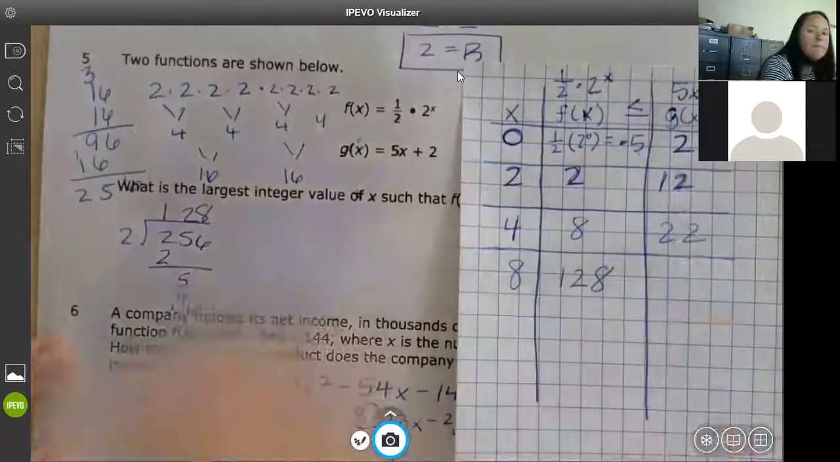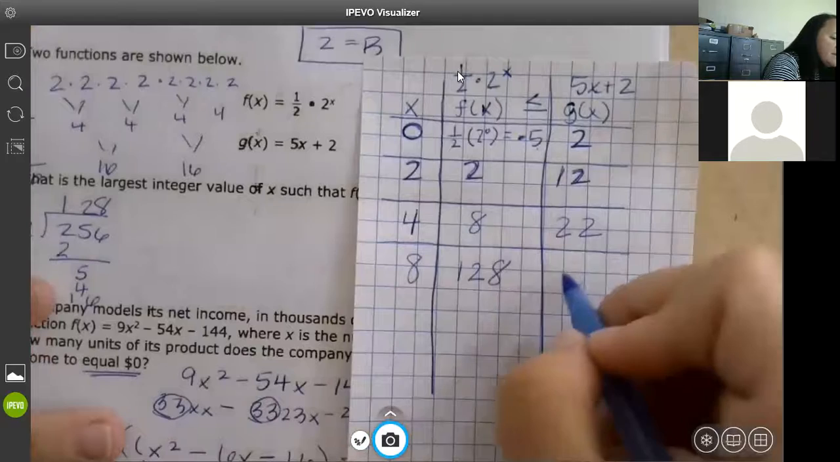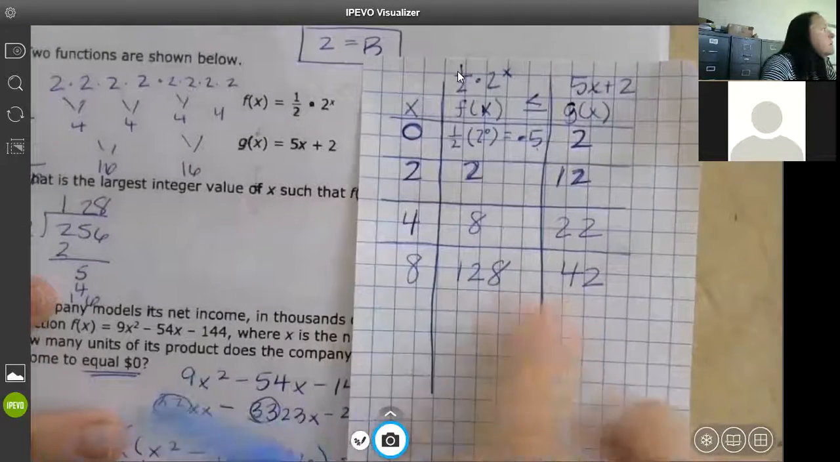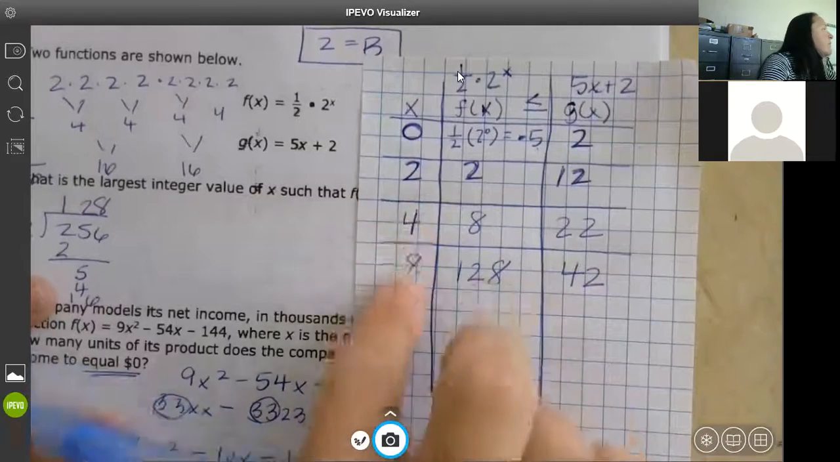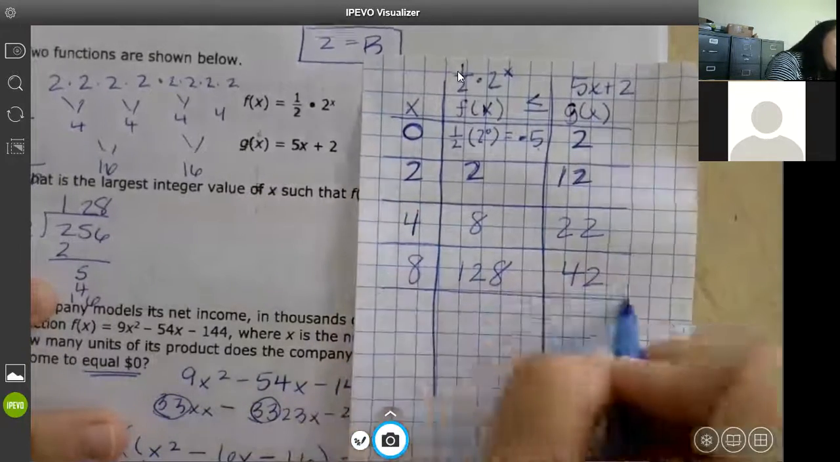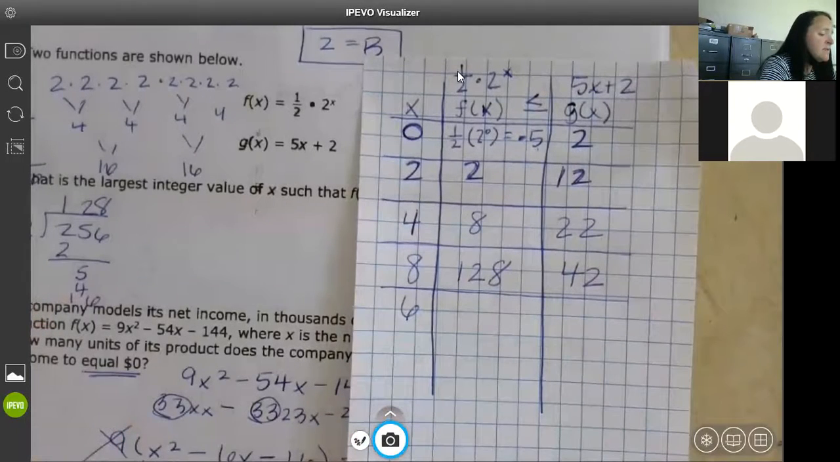What's 5 times 8? 40 plus 2 is? Well, wait a minute, because we just got bigger, right? We need it to be less than, so it's somewhere between 4 and 8. Let's try 6. Yeah, you see how crazy it is?